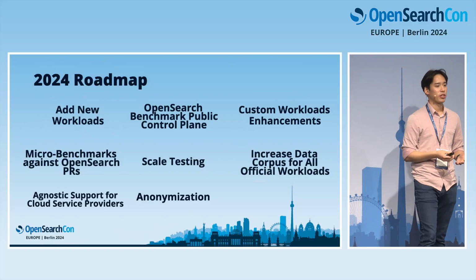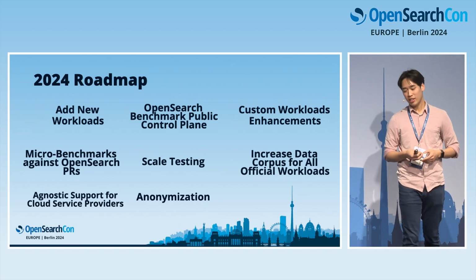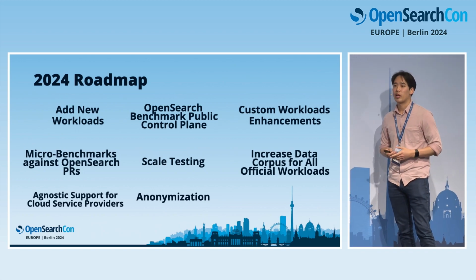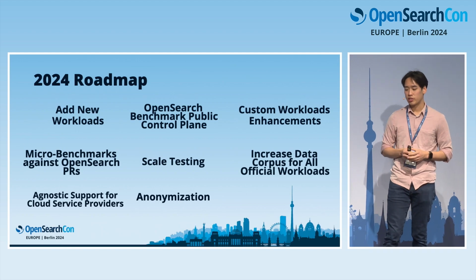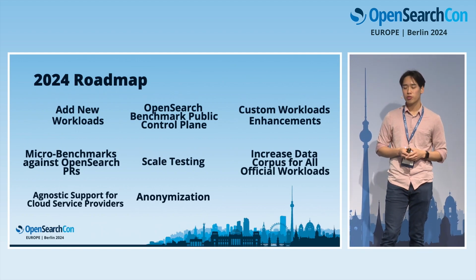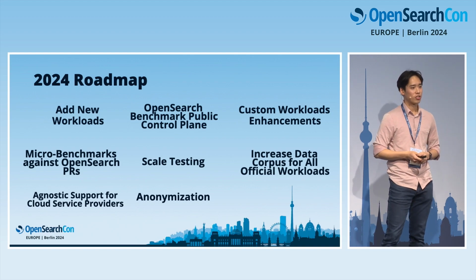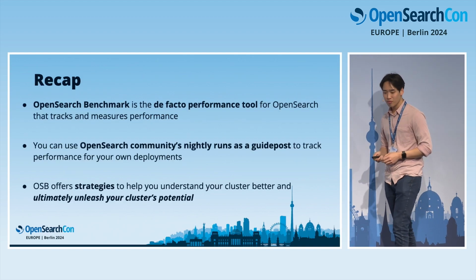In 2024, we plan to add a bunch of new features to OSB. We want to add new workloads. We want to enhance the creating custom workloads feature so that it's overall a better experience. We also want to add micro benchmarks to OpenSearch PRs to catch issues on the fly. We also want to open up a beta feature that we have that increases data corpora for all of the official workloads. And we also want to add support for different cloud service providers other than AWS.